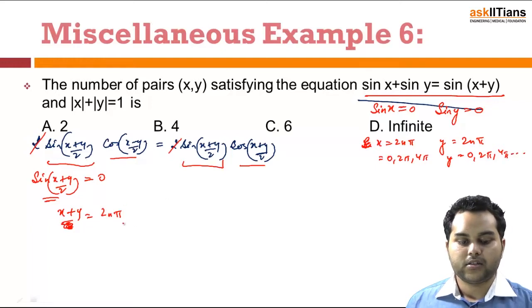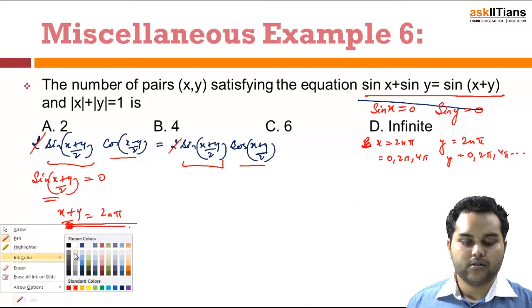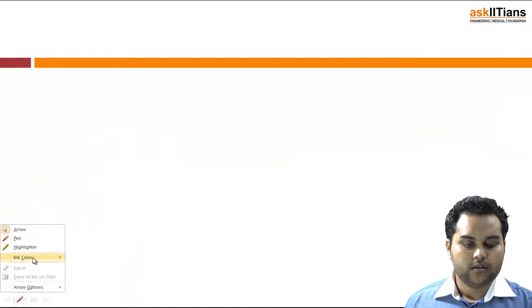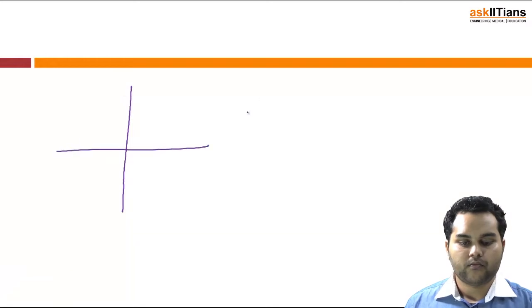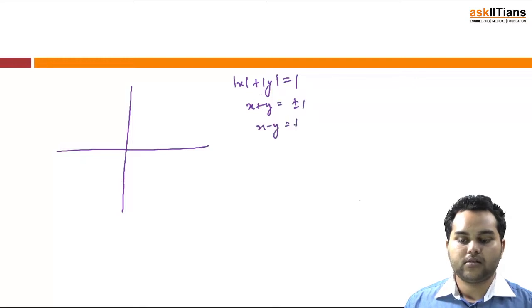Now looking at this equation, x plus y is equal to 2n pi, let's plot the graph for the two equations first. The other equation I have is mod x plus mod y is equal to 1. So that will be of the form of x plus y is equal to plus minus 1 and x minus y is equal to plus minus 1.